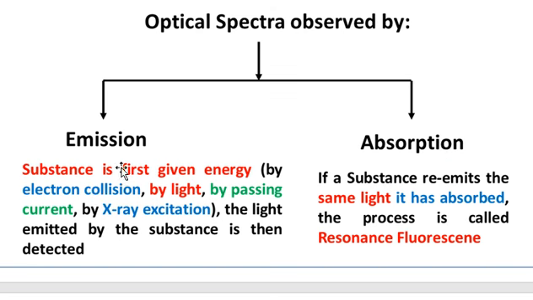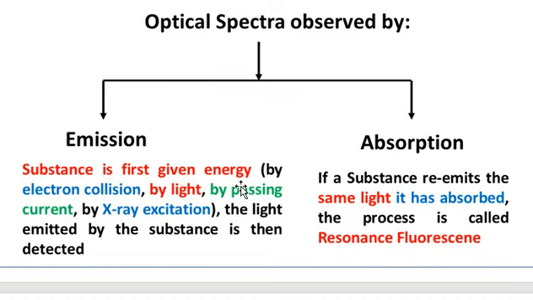For example, in the emission spectrum, all the wavelengths emitted by a substance will be available for analysis, whereas in the absorption spectrum, only the missing lines will be recorded: all the other lines except those which are absorbed by the material. So in the emission spectrum, the substance is first given energy.